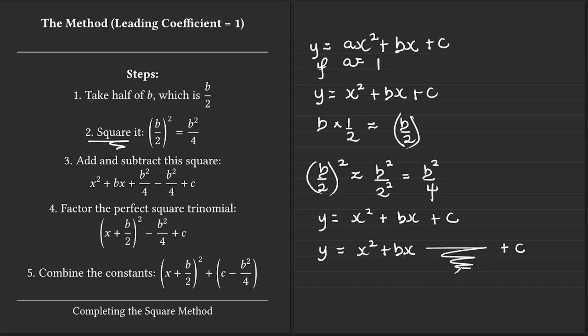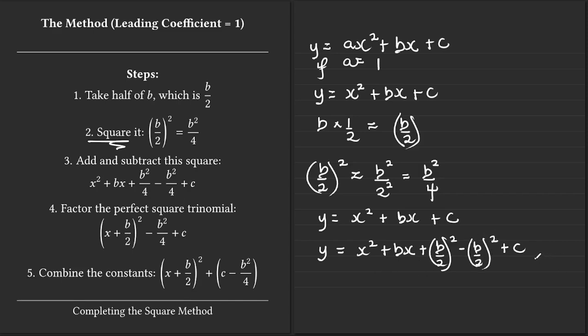Now, with this space we have here, we want to add and subtract this, either in this form or this form. We are adding and subtracting it anywhere. So let's take this form, which is easy to work with. So you are going to add and subtract. So I'm going to say plus b over 2 squared. So we have added it. Then we are subtracting it as well. So b over 2 squared.